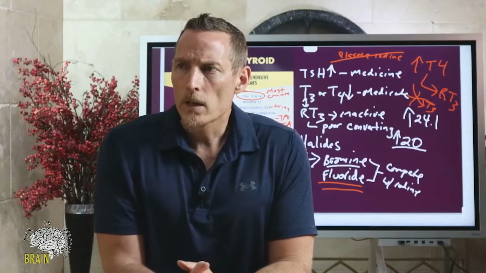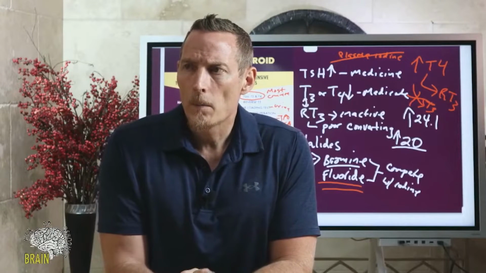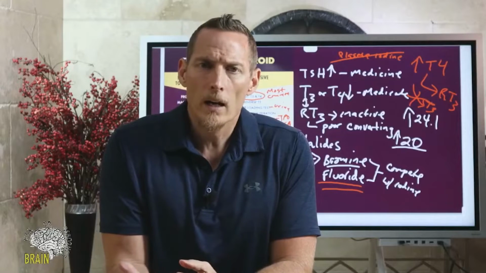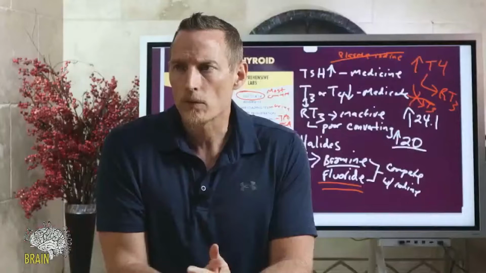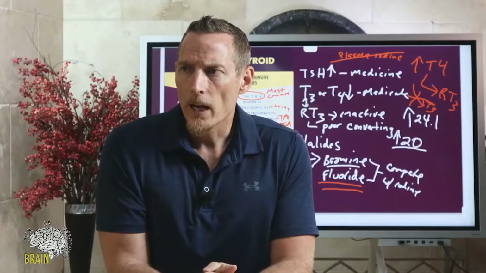Fluoride doesn't block T3 receptors. Fluoride competes with iodine uptake into the thyroid gland. So fluoride displaces iodine's ability to get into your thyroid gland to be able to make T4 and T3. That's what halides do. They displace iodine.